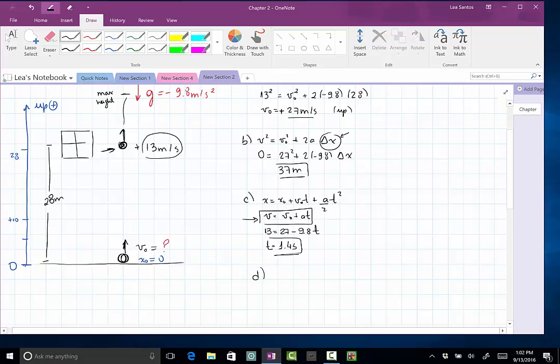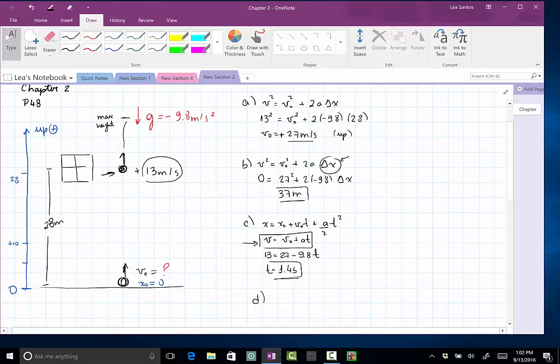One last question, question D, is after how many more seconds does it reach the street again? Okay, so we got this baseball here right at the window. What it's going to do is move all the way up, reach this maximum height, and come back down. So we want to know how long it takes for this motion in green that I'm drawing here.